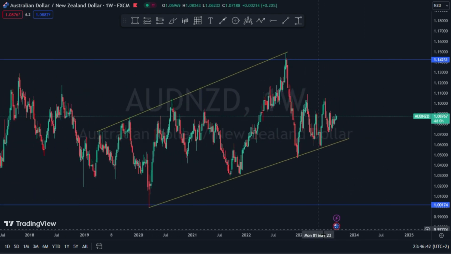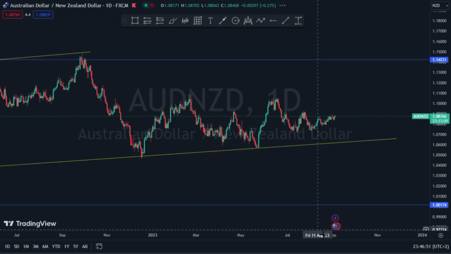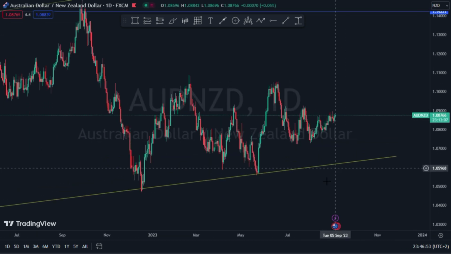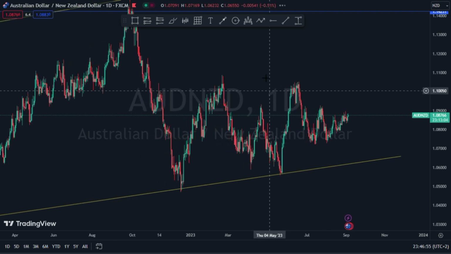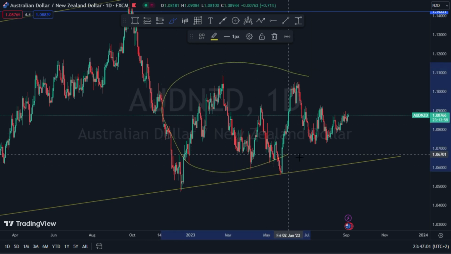Okay, what I want to do right now is to go onto the daily time frame. When I get onto the daily time frame, what I want to focus on is this whole movement right here, right?